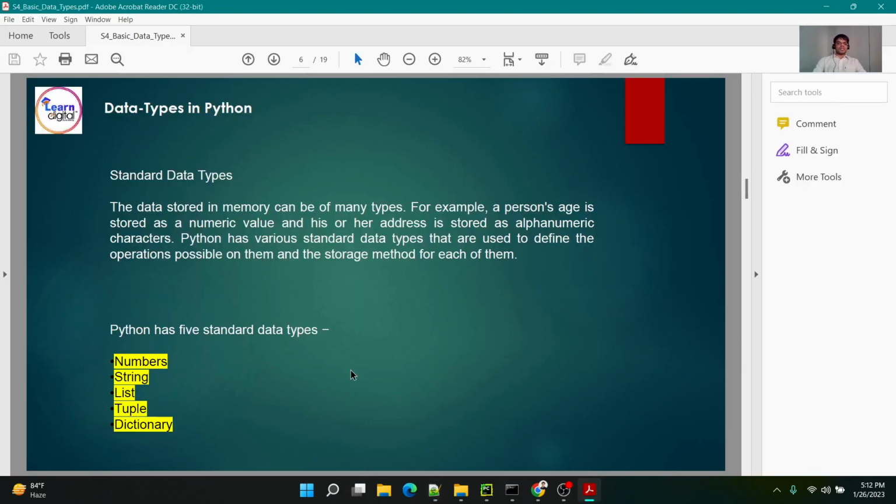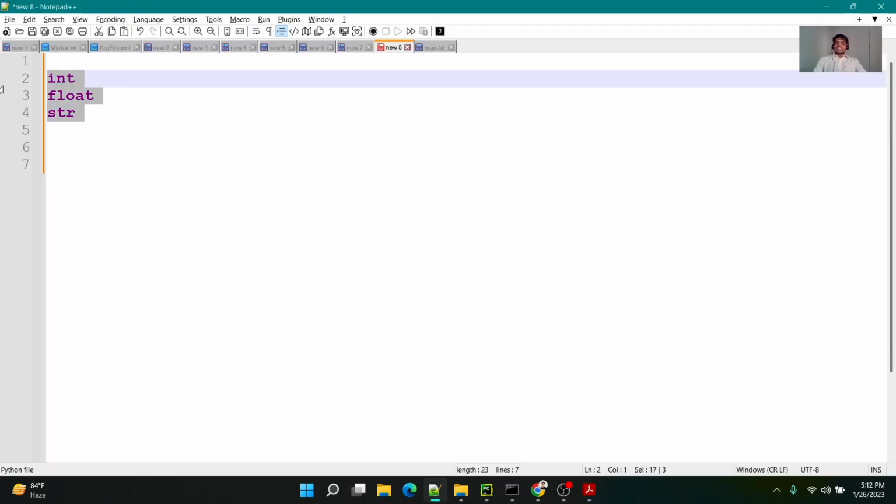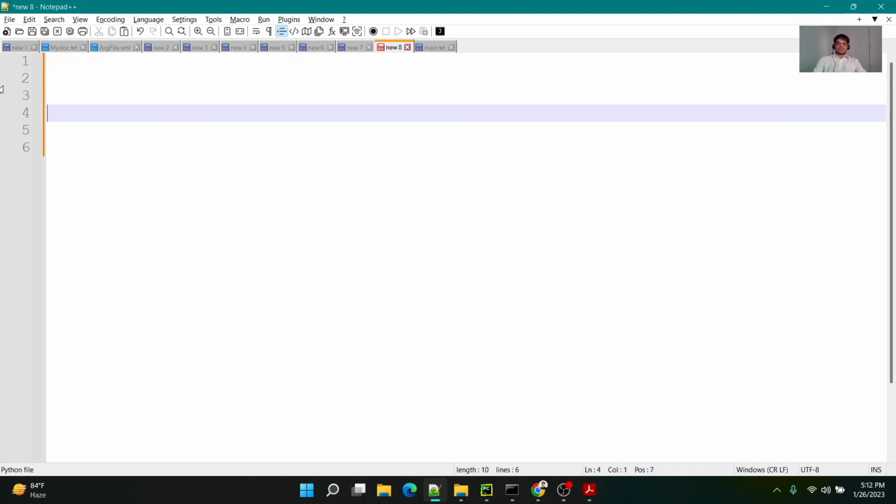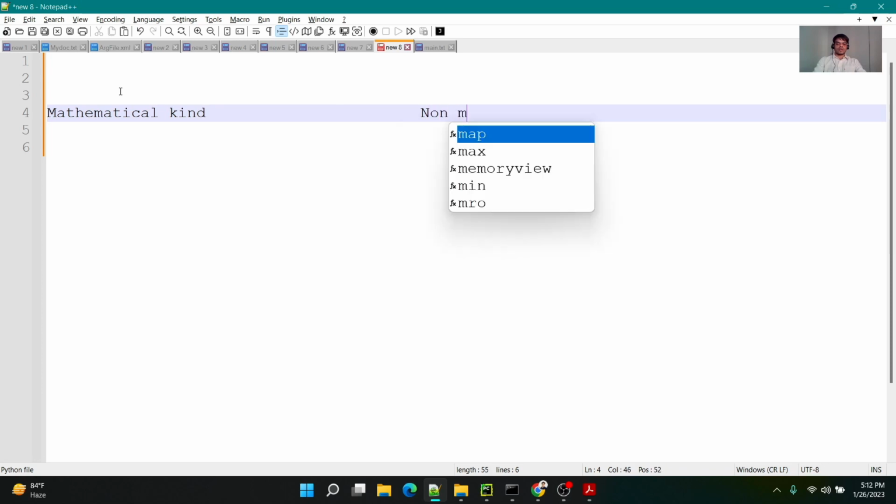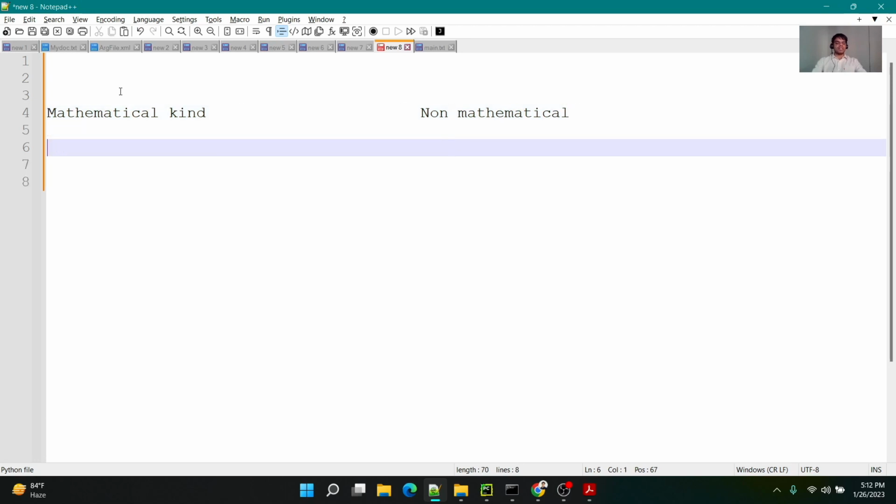As you can see on my screen, there are quite a few mentioned here already: numbers, strings, list, tuple, dictionary. Let's broadly classify our data into one that is mathematical kind of data, and the other that could be non-mathematical. This is although not a technical segregation, but for our better understanding, we can go by this.